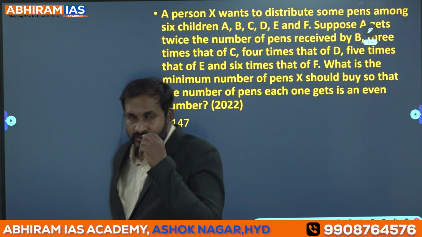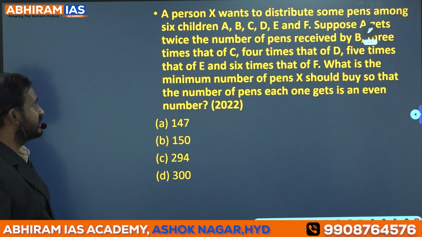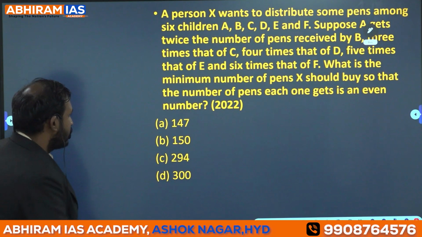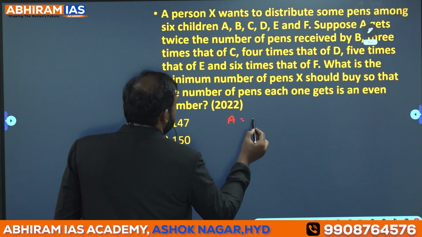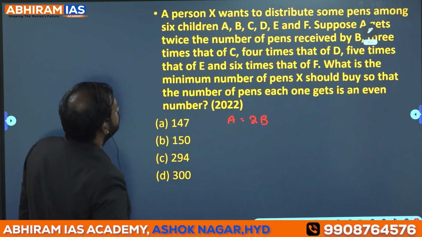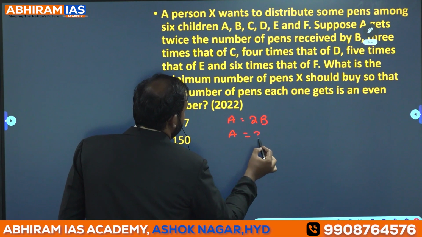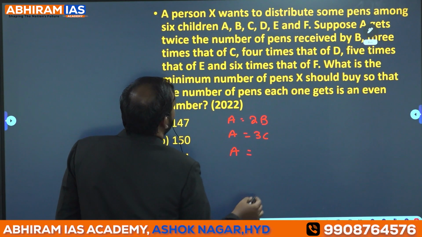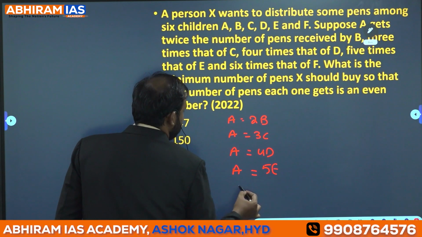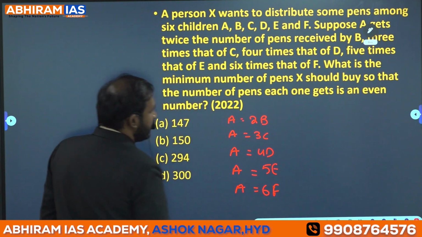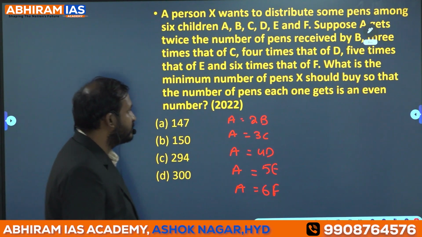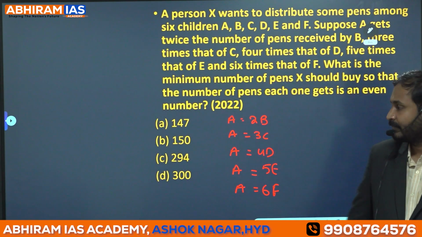A person X wants to distribute some pens among 6 children A, B, C, D, E and F. Suppose A gets twice the number of pens received by B, thrice the number received by C, 4 times that received by D, 5 times that of E, and the same A gets 6 times that of F. That is the relation they have given. Next, what is the minimum number of pens X should buy so that the number of pens each one gets is an even number? Okay, understood.